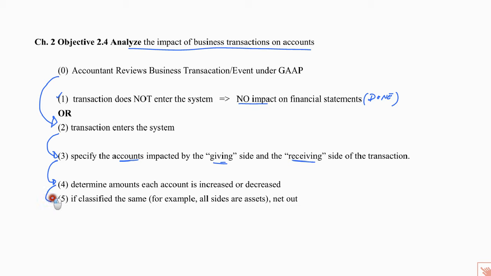And finally, when you talk about the impact, you might also look at the net impact. So you're going to look at how the accounts in the transaction are classified as asset, liability, or stockholders' equity. And if they're classified the same, in particular, you may net them out.